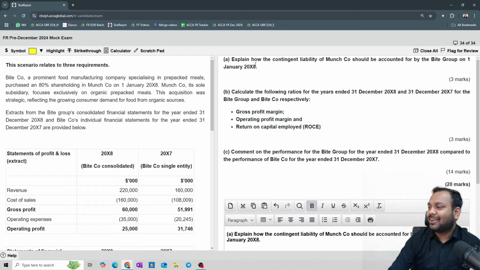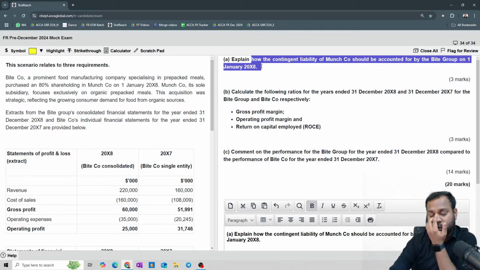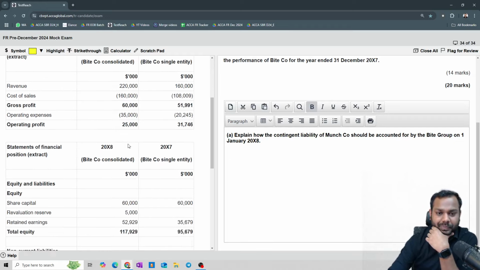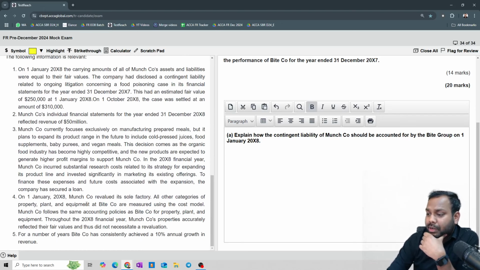Good. Now, explain how the contingent liability of Munch Company should be accounted for by the Byte Group on 1st January 20x8. Now, contingent liability of Munch Company. So let's see what is the adjustment pertaining to contingent liability. Here it is. So let us read this paragraph.